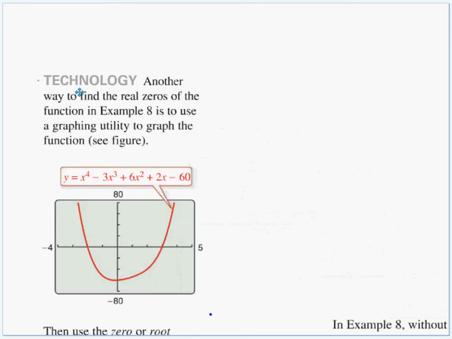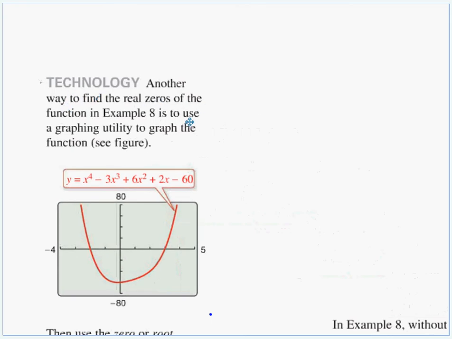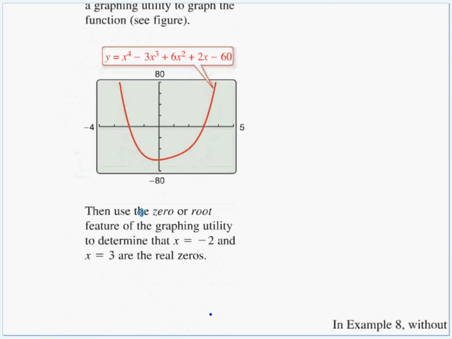Okay, I see a technology thing down here. Another way to find real zeros is the function, example 8. Use a graphing utility, graph the function. And then we could use the cursor, get it right over there, and get an idea what that x-intercept is going to be.